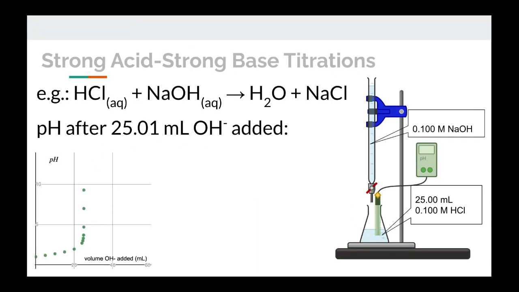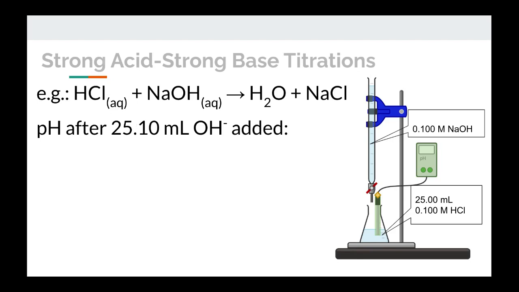So there's the new point. It's quite a bit higher than 7 actually. There's quite a large jump with that extra 100th of a milliliter added in pH, just like there was a big jump when we added the last 100th of a milliliter from 24.99. So there's a huge steep increase in pH with very little volume added at the equivalence point.